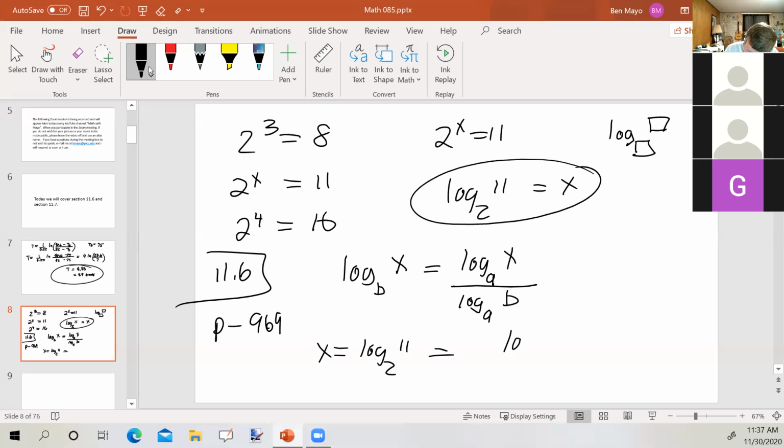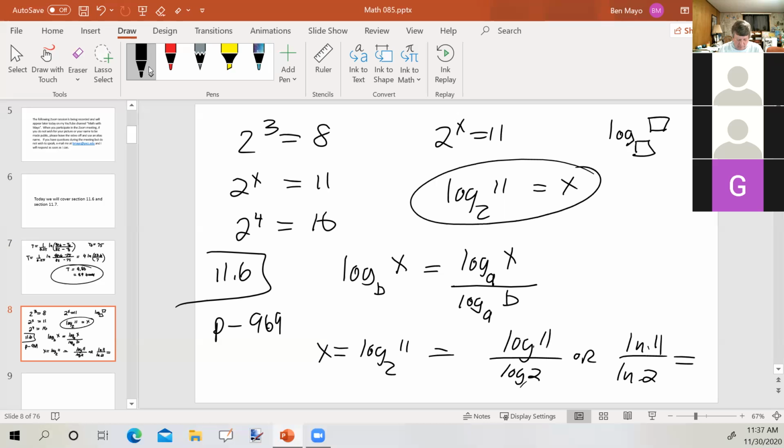I could rewrite that as log base 10 of 11 over log base 10 of 2, or the natural log of 11 over the natural log of 2. And I get the same answer for either one. But I've got to use either base 10 on top and bottom or base e on top and bottom. All right, so let's see.